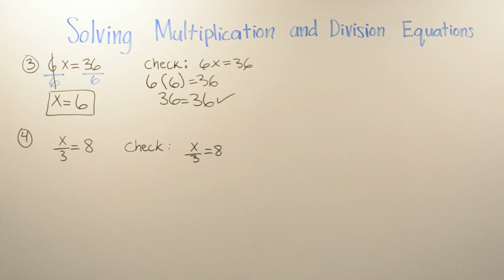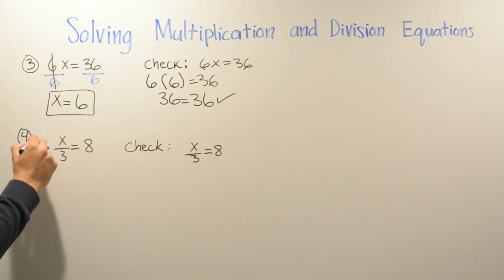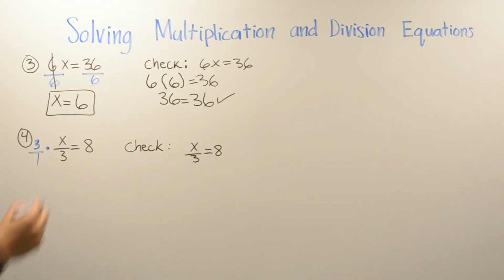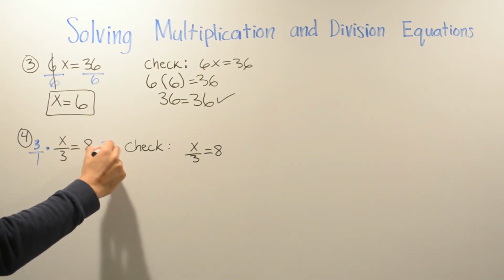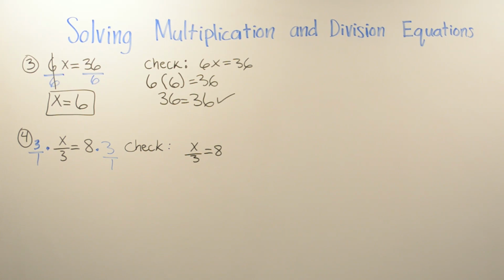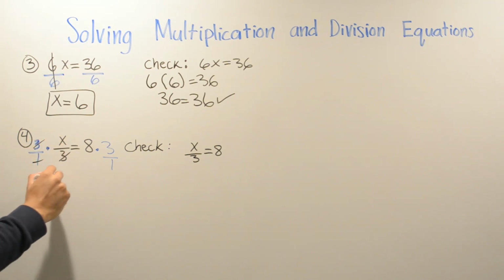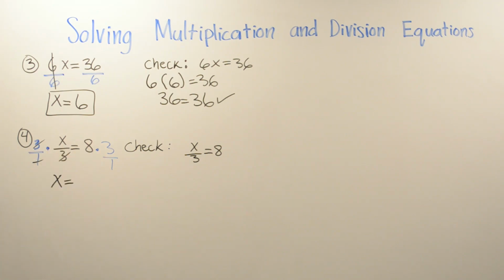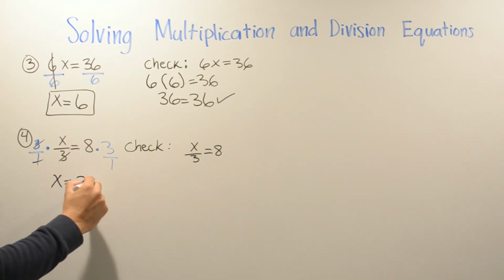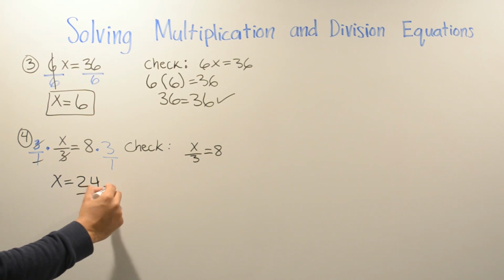For number 4, x divided by 3 equals 8. We know that the opposite of division is going to be multiplication. So we're going to multiply by 3 over 1, or just 3. And whatever we do on one side of the equal sign, don't forget we have to do it on the other side of the equal sign. So we're going to cancel. 3 goes into 3 one time. Cancel, cancel, and it's going to leave x by itself. Then 8 times 3 is going to be 24 over 1, which is the same as just 24.